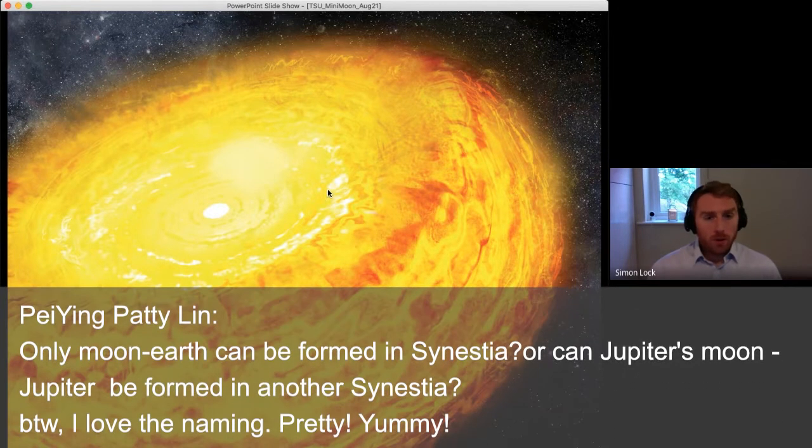So I have a question. Can only the Moon and Earth be formed in a synestia, or can Jupiter's moons, or Jupiter, be formed in another synestia? I also appreciate, apparently, at least someone loves the naming.